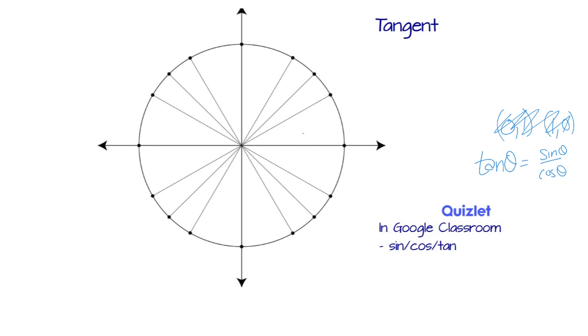Okay, so looking at your ordered pair, you know that right now this is 1, 0. So what we're doing is we're putting the sine over the cosine. That's going to be 0 over 1. And 0 over 1 is 0. But up here, when you put the sine over the cosine, you have 1 over 0. You can't have 0 in your denominator. This is actually undefined.